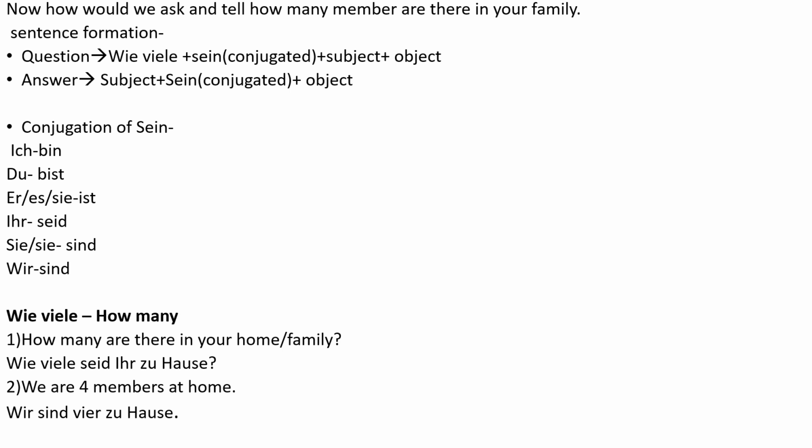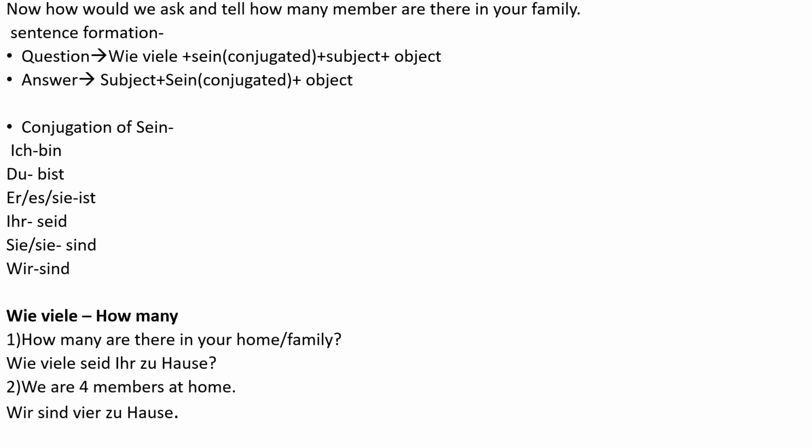So let's make the sentence. How many are there in your family? How many members are there in your family? How will we ask this? Wie viele seid ihr zu Hause? At first wie viele, then we are talking to plural people, so we are going to use ihr, and with ihr the form of sein is seid. So wie viele, then in second position the verb, that is seid, then the subject, that is ihr, then the rest of the sentence. Zu Hause means at home. Wie viele seid ihr zu Hause?